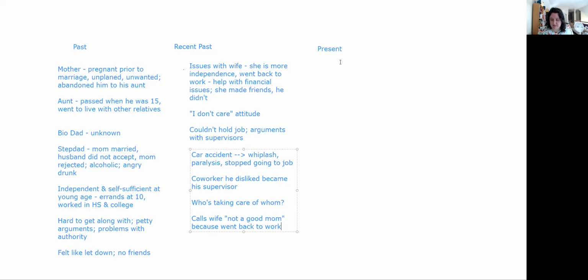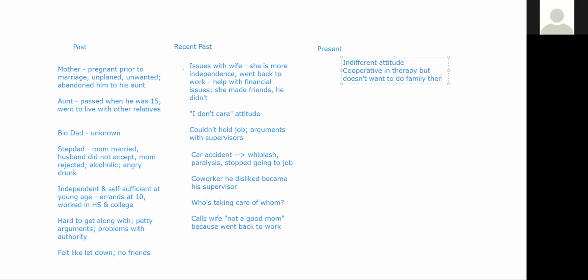Let's talk about his present. What is going on? What are his symptoms? He has a really indifferent kind of attitude, and he seems cooperative during therapy, except he doesn't want to do family therapy because his relationship is over in his mind. He also isolated himself from everybody, including his family.